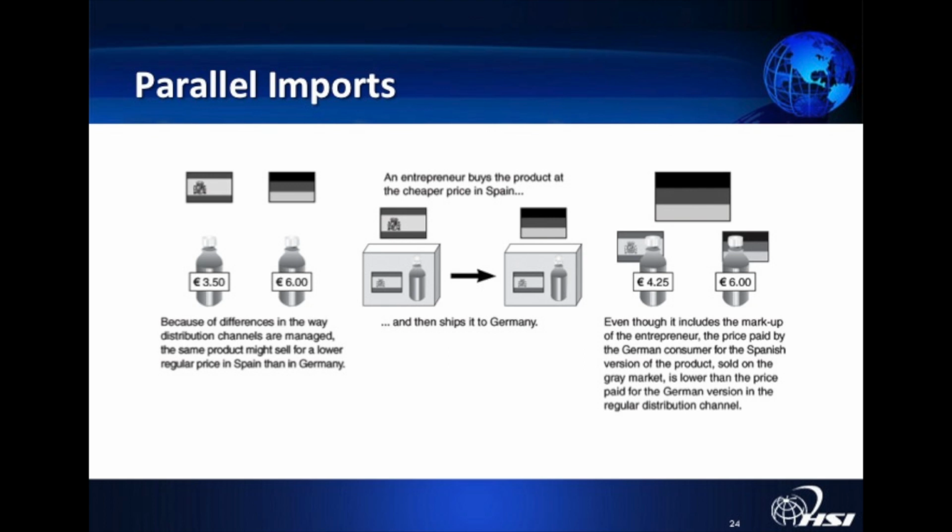Then any entrepreneur buys this product at the cheaper price in Spain and just ships it to Germany legally. And even though they can mark it up, say in this example to 4.25 euros, they're going to make money, the retailer is going to make money, and the consumer is going to get the product at a cheaper price. It's still the same branded product, but maybe just in Spanish. This is going to upset your partner. It's going to upset the retailers, and you're going to really disillusion what could have been a great partner.